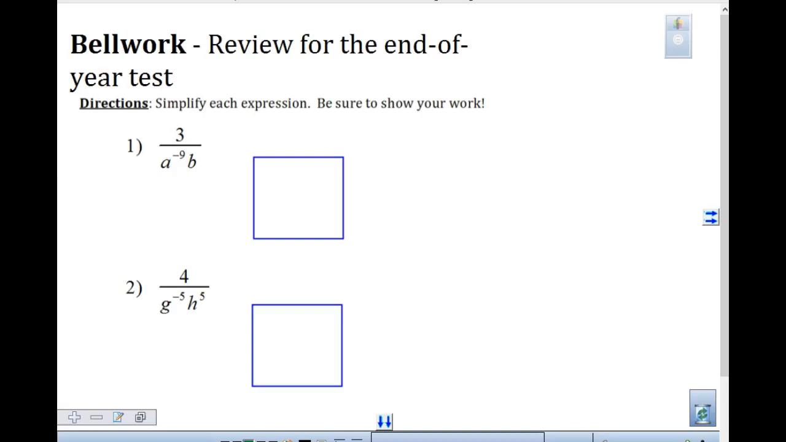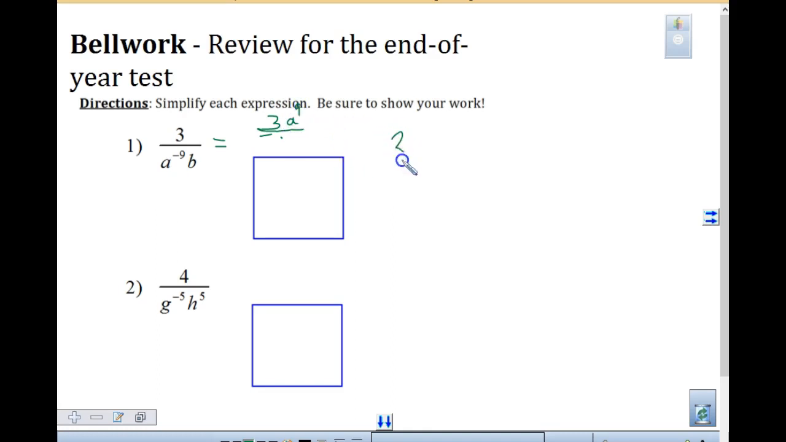What don't we like about it, Jack? The 9 and the 3 on top. Well, the 3 on top is perfect. We're going to leave that 3 on top, right? The 3 on top is perfect, but we cannot have this a to the negative 9. Since it's in the denominator, we need to move it to the numerator. So we're now going to have a to the 9th power.